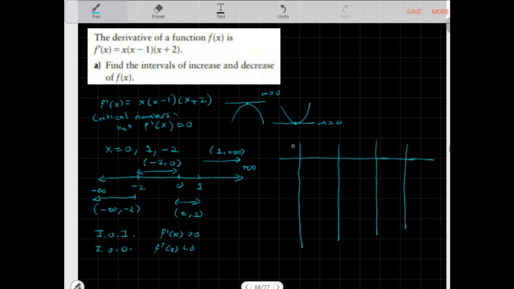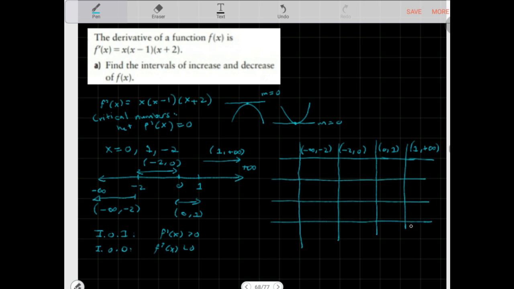I'm going to put the intervals on top, so we have negative infinity and negative 2, negative 2 and 0, 0 and 1, and 1 and positive infinity. And then I'm going to put the factors of my derivative function. For my last row, I'm going to call this f prime of x. So each factor here, you have x, x minus 1, x plus 2, and these are just the values x will belong to in those intervals.